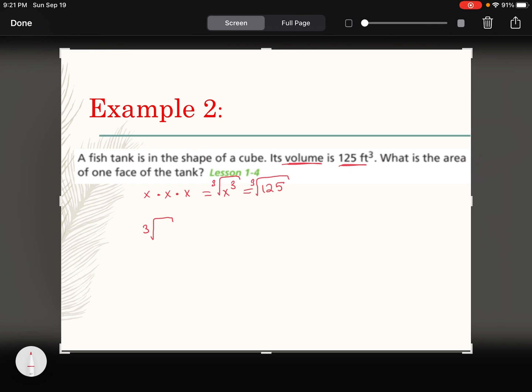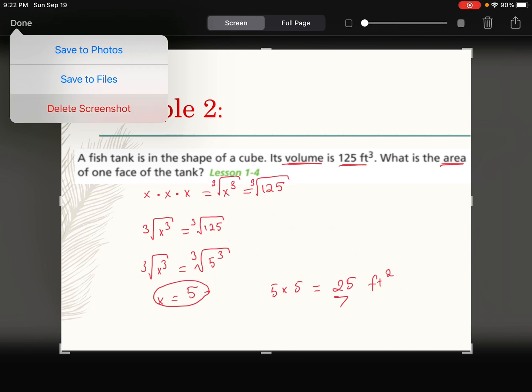Let me rewrite it. x cubed is equal to 125, cube root. So guys, cube root of 125. 125 is 5 cubed, right? 5 times 5 is 25. 25 times 5 is 125, right? So x is 5, guys. One side is 5, but we are gonna solve for the area, right? Remember the area formula? We multiply both sides. 5 times 5 is 25. So the answer is 25 square feet.